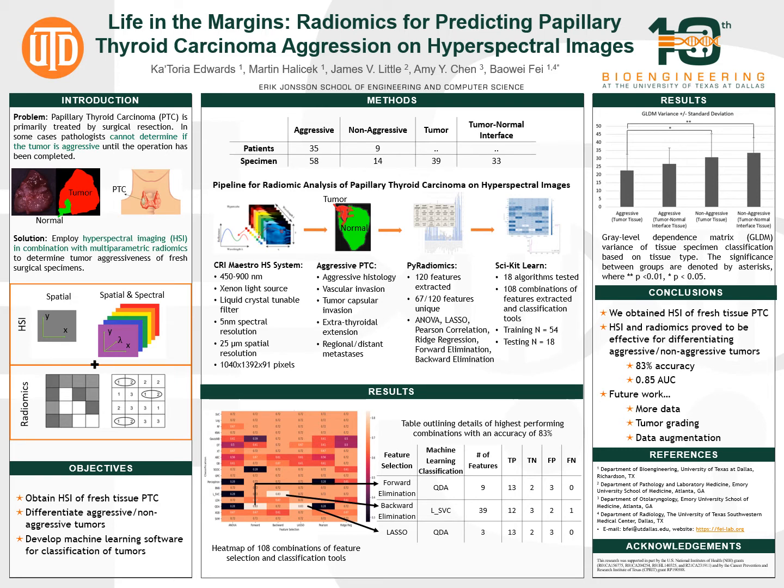So in conclusion, we were able to obtain HSI of the fresh tissue papillary thyroid carcinoma, and we effectively got 83% accuracy using our methods here. In the future, of course, with any machine learning, more data would be required in order to improve the results. We could also implement tumor grading, meaning non-aggressive or low-risk carcinoma, high-risk carcinoma, things like that. And then finally, implementing some kind of data augmentation to improve our results further.